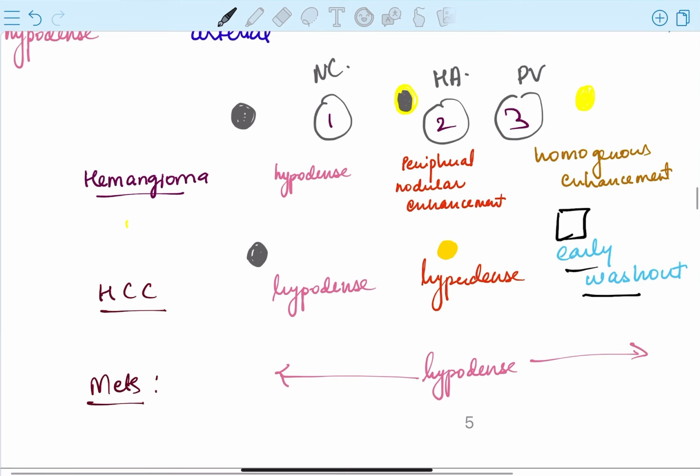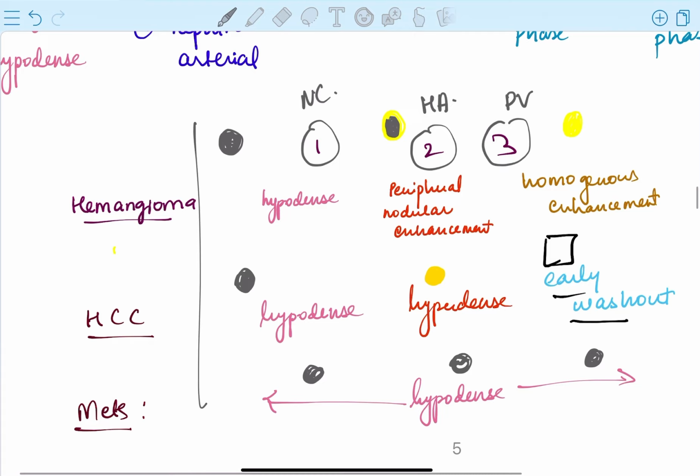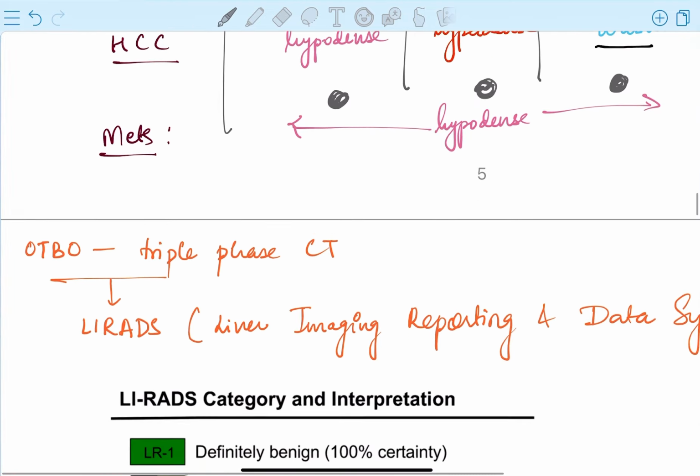Whereas in metastasis, it's very easy to remember. You are going to have a hypodense lesion in all three phases. Okay. So this is one thing that you must remember.